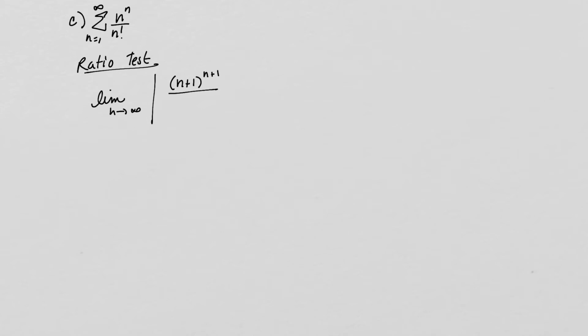The summation n equals 1 to infinity of n to the n over n factorial. Okay, so again, I see a factorial. I'm going to try the ratio test. So we're going to look at the limit as n approaches infinity of the absolute value of n plus 1 to the n plus 1 over n plus 1 factorial divided by n to the n over n factorial.